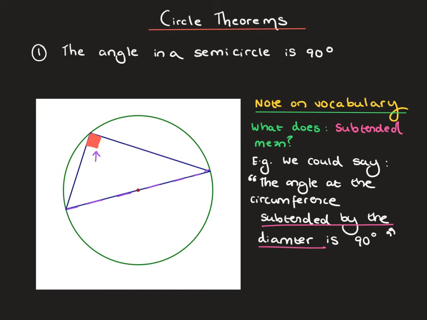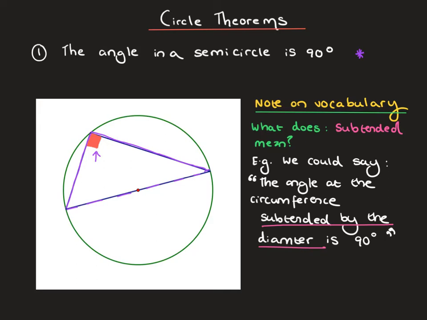So the two chords that create this angle here come from the ends of the diameter. So you can think of that angle as being created from the two endpoints of the diameter, and that's all that subtended means. Now you don't have to use that word yourself when you're talking about circle theorems. It is perfectly acceptable for you to memorize this statement here, the angle in a semicircle is 90 degrees, but you may see the word subtended in a textbook, and it's important that you understand what it actually means.